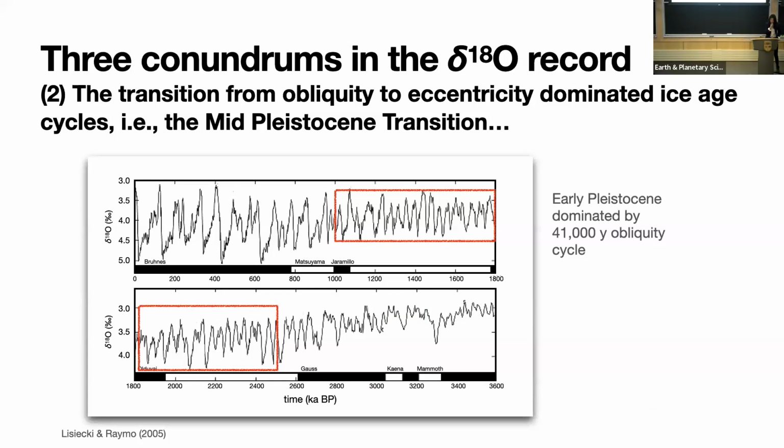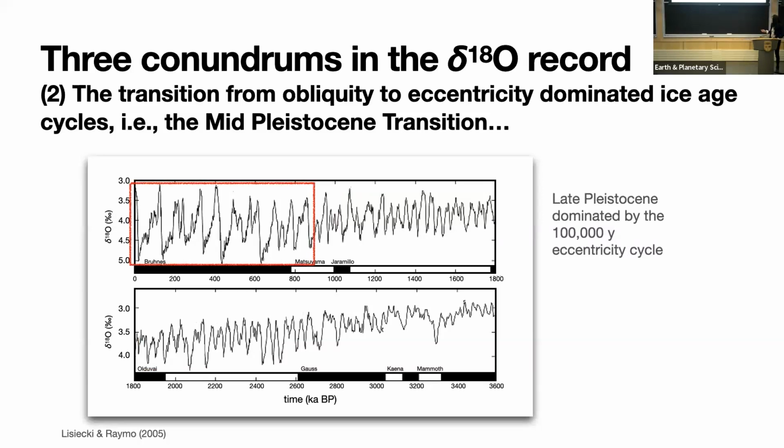So the second conundrum, going further back into the early Pleistocene, is that the ice ages were dominated by the 40,000 year cycle, so that obliquity cycle, until mysteriously switching to that eccentricity cycle we saw in the last slide. And so nothing about the Milankovitch cycles has changed, and yet Earth's response to this has. This transition is what we call the mid-Pleistocene transition and the focus of much of the talk.